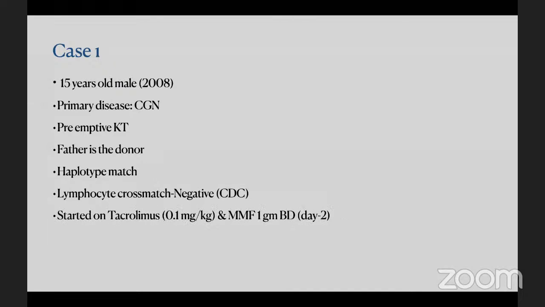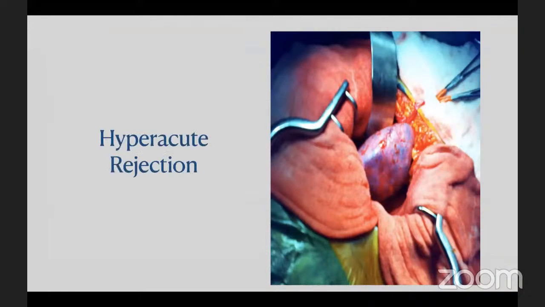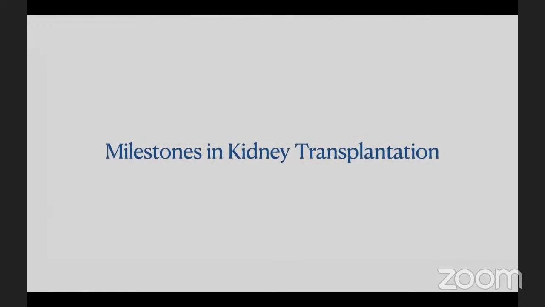He was started on tacrolimus and mycophenolate day -2, and he was given injection methylprednisolone 500 milligrams in the OR. Post unclamping, this was the photograph which was taken. The kidney was blue and soft, and this was a hyperacute rejection. So this perplexed us to think why a patient with low immunological risk, young man, haplotype matched, developed a hyperacute rejection.